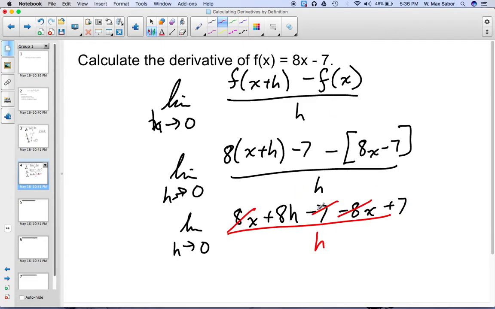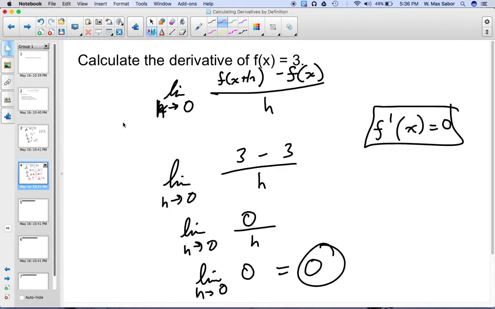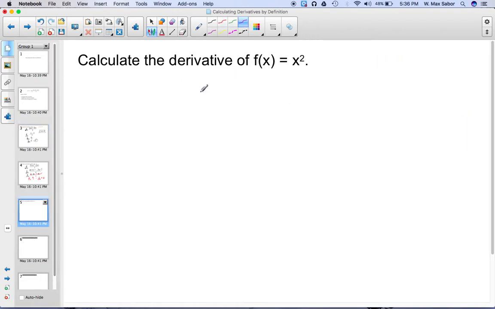8x and 8x cancel, negative 7 and positive 7 cancel, and we're left with the limit as h goes to 0 of 8h over h, which is the limit as h goes to 0 of 8, which is 8. And this is good because the slope should be the same as the derivative. And here, the slope of this line, it's a horizontal line, the derivative is 0. That's good.